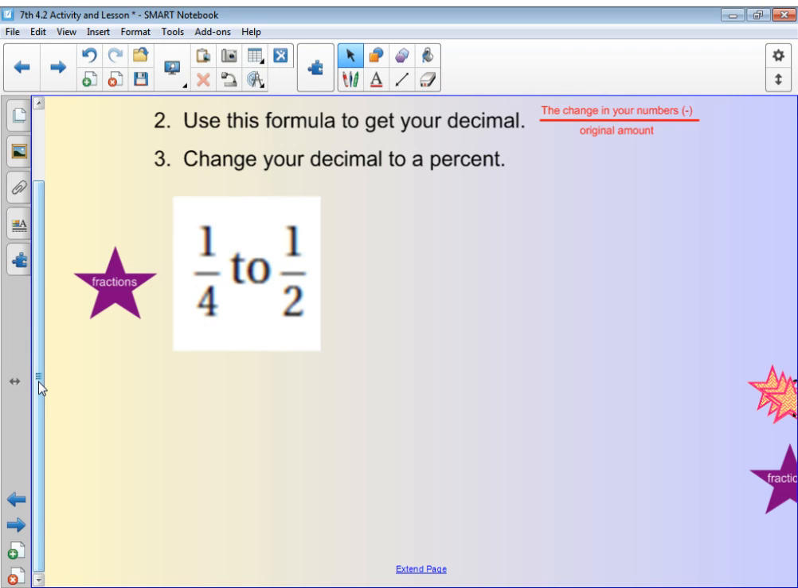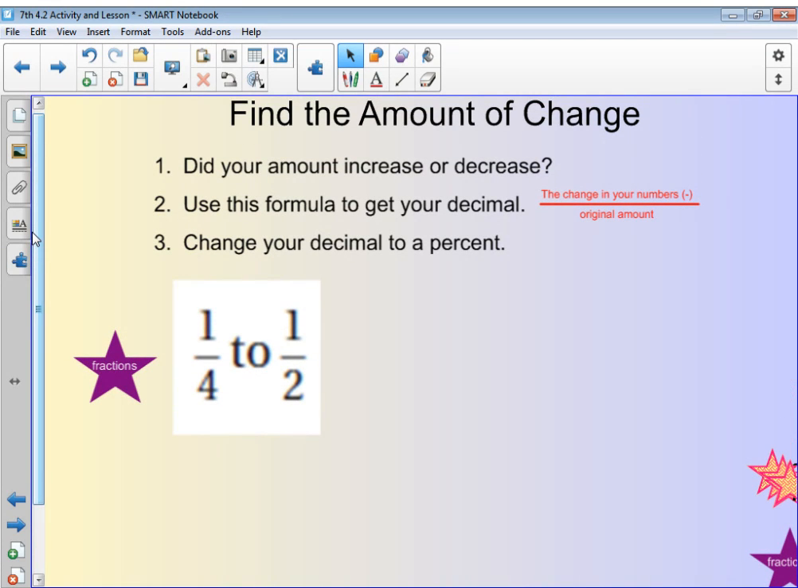So the key thing out of this part of the lesson is identifying whether or not we have an increase or a decrease. Okay, so looking at your original information, then you're going to use the formula, a change in your numbers. So you're going to subtract between your numbers over the original amount, then change that fraction into its decimal and percent form. Good luck with this.